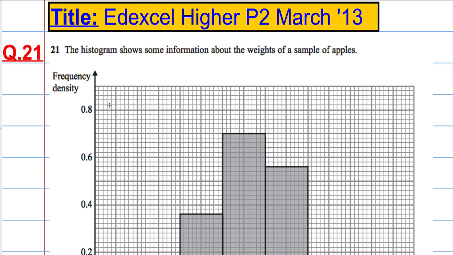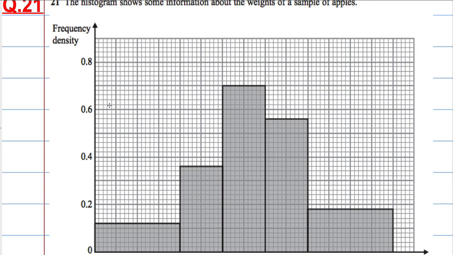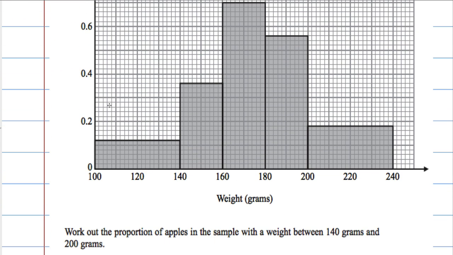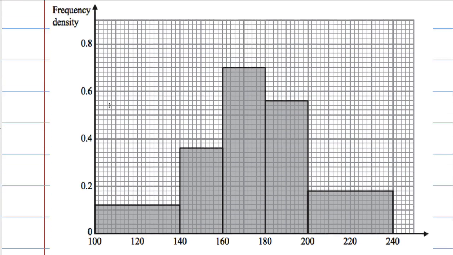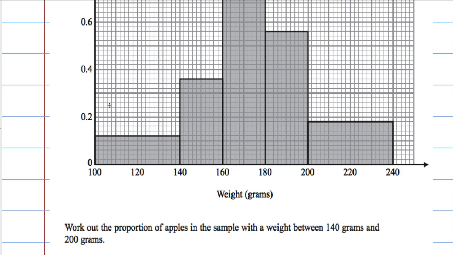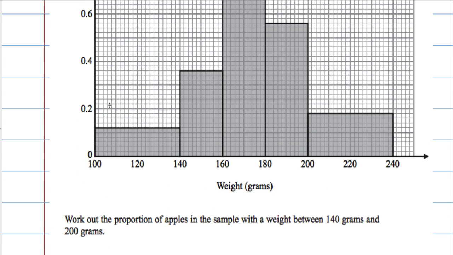Q21, the histogram shows some information about the weights of a sample of apples. We've got the weight along the x-axis and frequency density along the y-axis. And we're asked to work out the proportion of apples in the sample with a weight between 140 and 200 grams. Proportion, another word for that, is fraction. What fraction of the apples in the sample have a weight between 140 and 200?